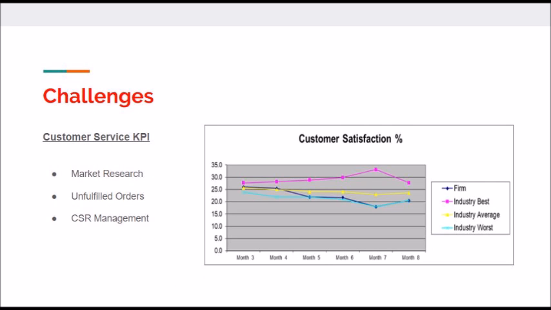Now that we've completed a SWOT analysis, I'd like to take this time to disclose our firm's most challenging aspect. Our firm's most challenging aspect when managing our supply chain was the ability to improve our customer satisfaction rating. Throughout the simulation, our firm ranked above average in about all aspects of the KPI charts, except under the customer satisfaction criterion. During the simulation, our firm was ranked as the industry's worst in months 5 through 8.